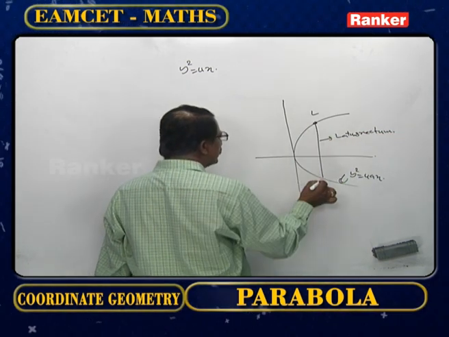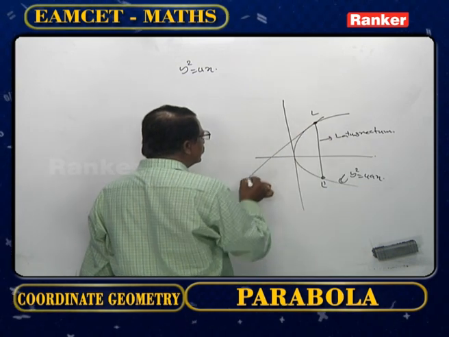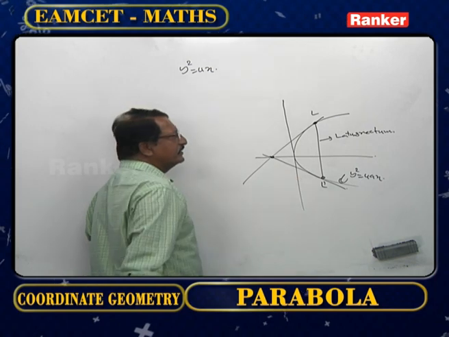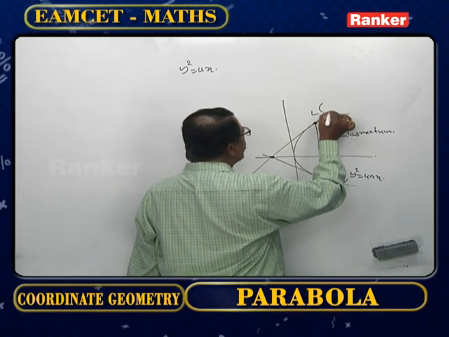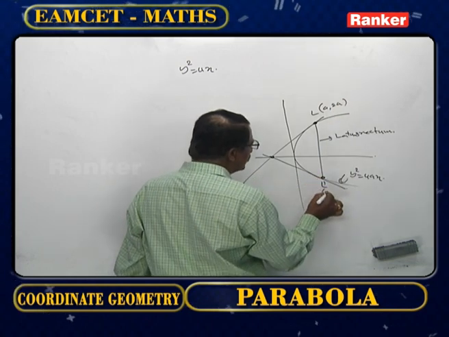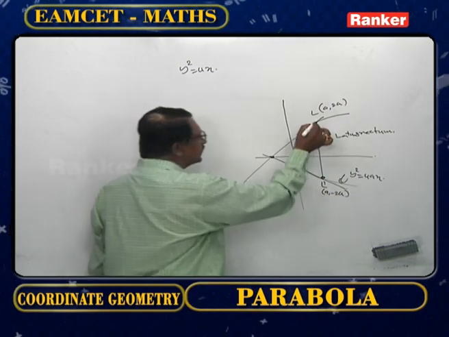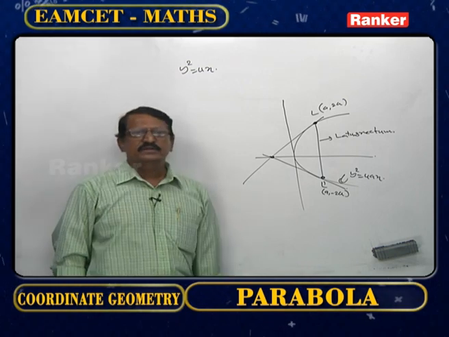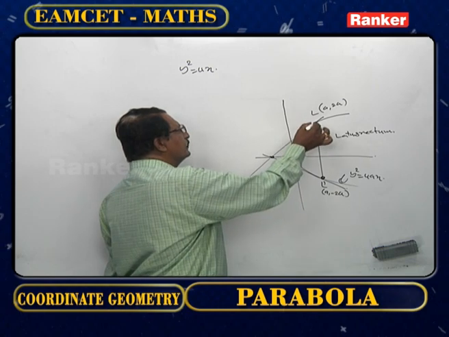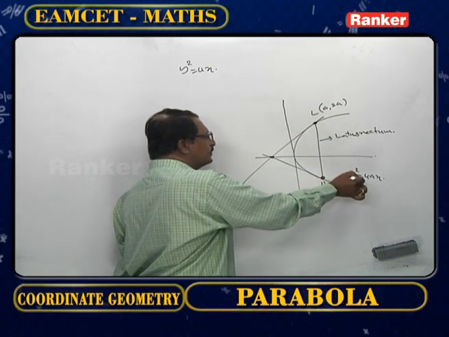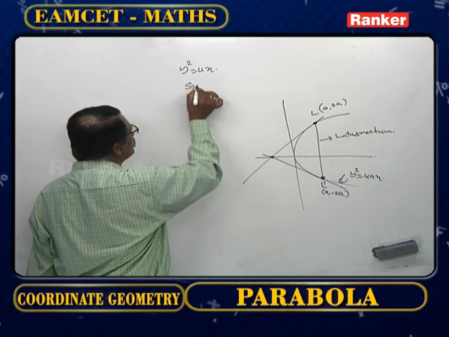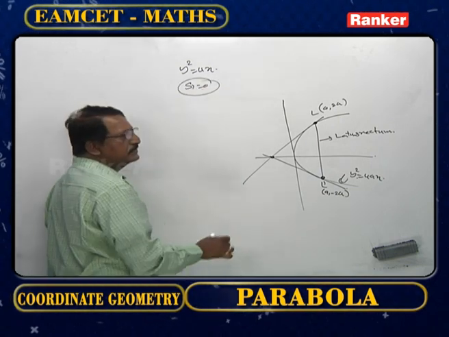Now, at the ends of the latus rectum, tangents are drawn to the parabola. Required: the point of intersection of the tangents. The ends of the latus rectum are (a, 2a) and (a, -2a). (a, 2a) is one end of the latus rectum, and (a, -2a) is the second end. First, the equation of the tangent to the parabola y² = 4x at (a, 2a) is S1 = 0.